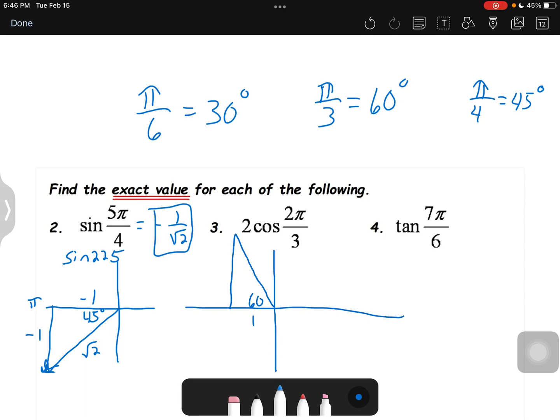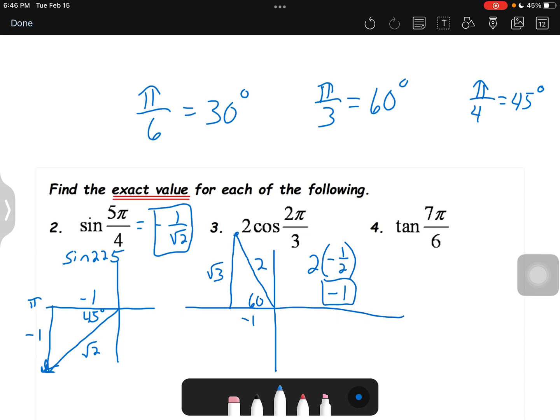So short leg is 1, long leg is root 3, hypotenuse is 2. I'm going to put a negative on that side because that's going left, and then I'm going up to the point on the terminal side up here. Right? So cosine of 2 pi over 3 is going to give me adjacent over hypotenuse. Okay? So that's going to be negative 1/2, but then I'm multiplying that by 2. So I've got 2 times negative 1/2, so that's going to be negative 1 is my answer for this one. Okay?